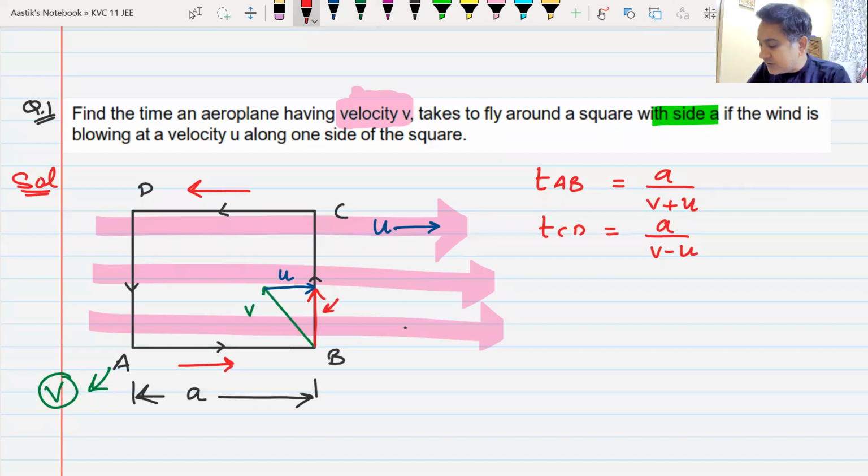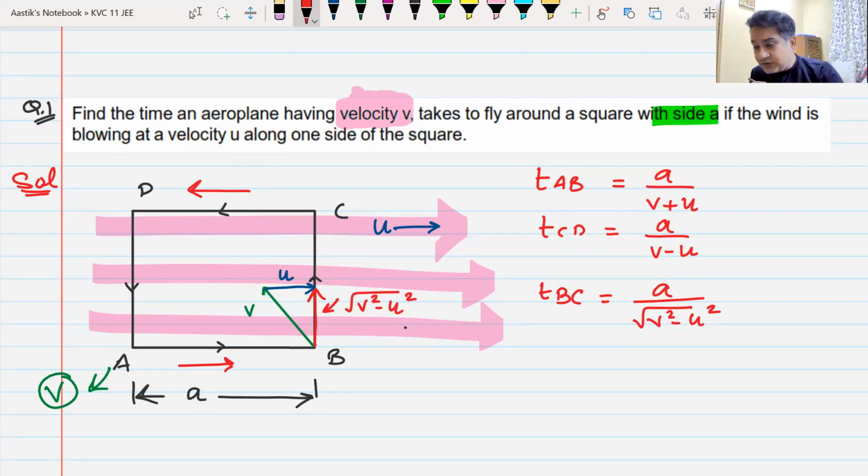What will be this velocity? This will be under root of V square minus U square. So under root of V square minus U square would be the velocity along BC. Yes or no? So what will be the time taken to go from B to C? A, the distance, divided by root over V square minus U square. Do we understand this?